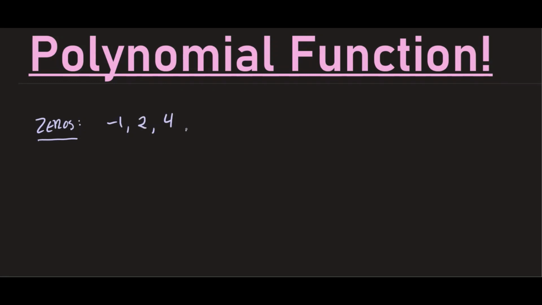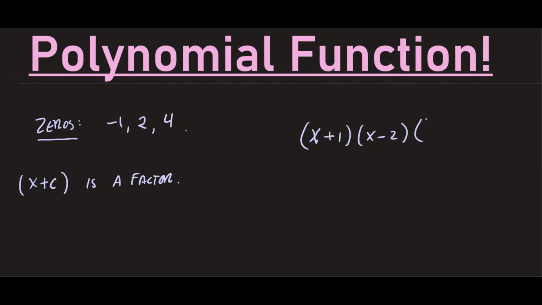So we know by the factor theorem that if c is a zero, then x plus c is a factor. So by knowing that, we can say, okay, if -1 is a zero, that means x plus 1 is a factor of that polynomial. And if 2 is a zero, then x minus 2 is also a factor. And then the last one, 4 is a zero, so that means x minus 4 is a factor. So let's call that the polynomial function.